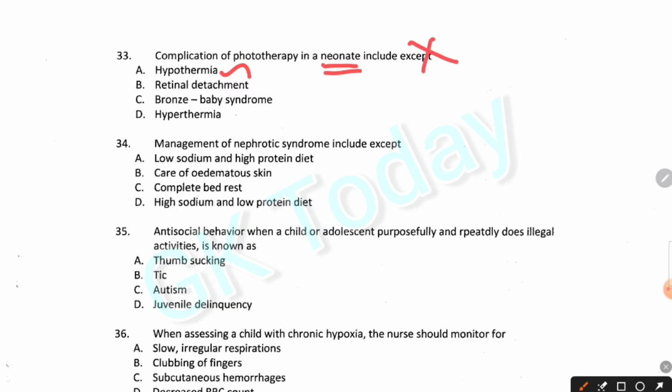Question number 34. Management of nephrotic syndrome include except high sodium and low protein diet. Management of nephrotic syndrome include except high sodium and low protein diet.